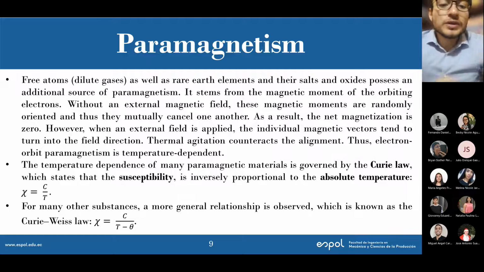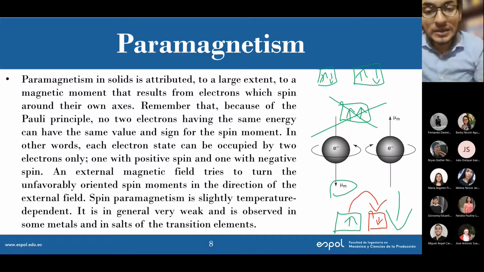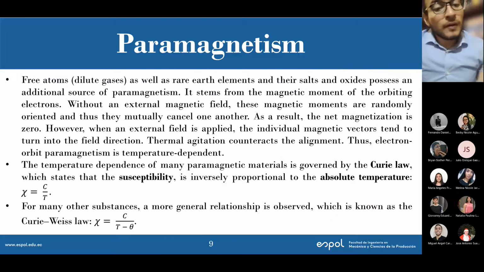Now, what happens with rare earth elements, and obviously the salts and oxides of those elements? Well, they have an additional source of paramagnetism. So now they don't only have this contribution due to the magnetic moment generated as a result of the electron spinning around its axis. Now there is also a magnetic moment that stems from the orbiting electrons.